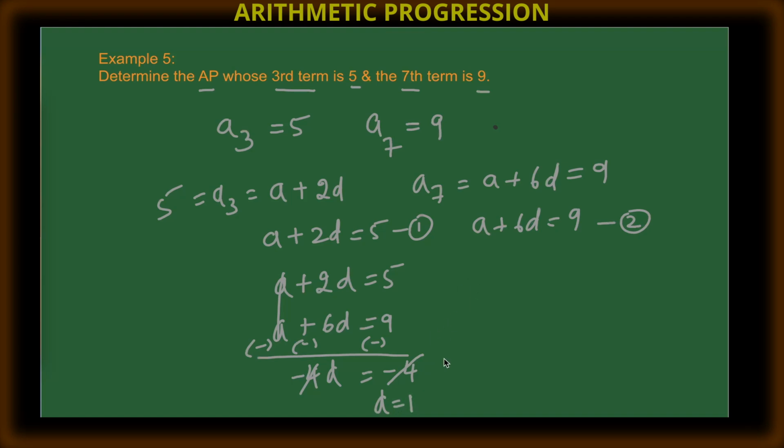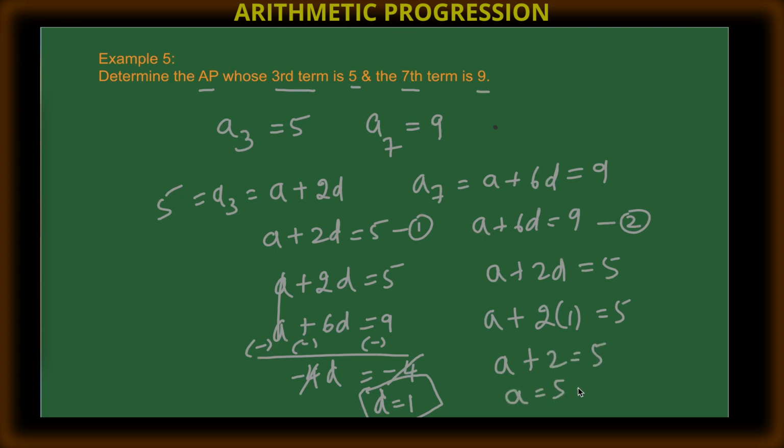So we got D. Let's put this D in one of the expressions. A plus 2D is equal to 5. In this we know D, so A plus 2 into 1 is equal to 5. A plus 2 is equal to 5. If you take it to the right side, it becomes minus 2, so A is equal to 3. So we know A is equal to 3.